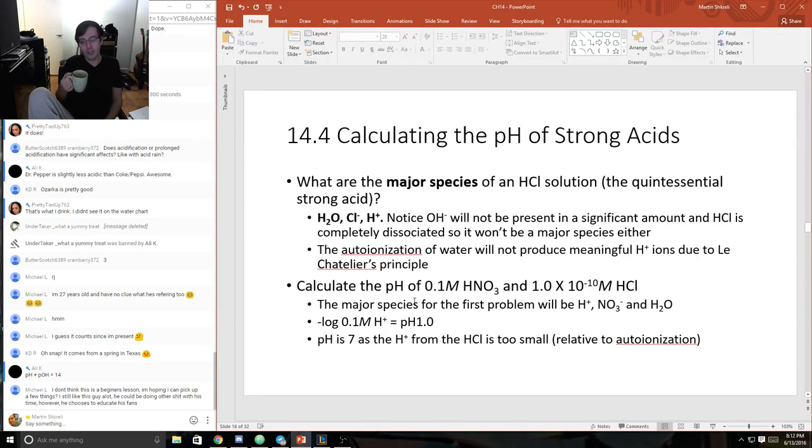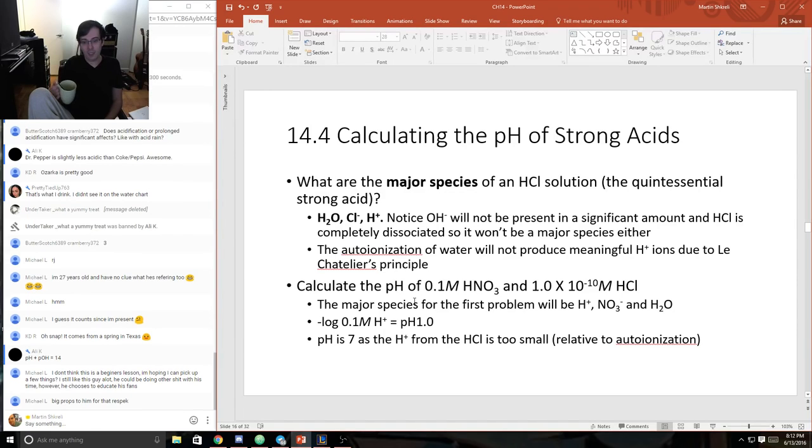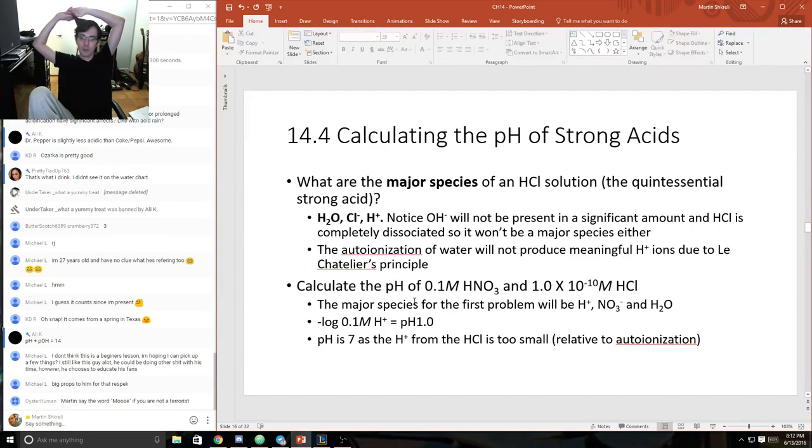And what's interesting here is that the HCl will be completely dissociated. And what we won't have is any HCl. But why won't we have any OH ions? Well, think about that for a minute. And the interesting reason is that autoionization won't produce enough OH ions, and nor will it produce any meaningful H plus ions. So at the end of the day, what will happen is we'll be left with protons, chlorine ions, and water. So by listing these major species, we'll feel comfortable that we can calculate the equilibrium.